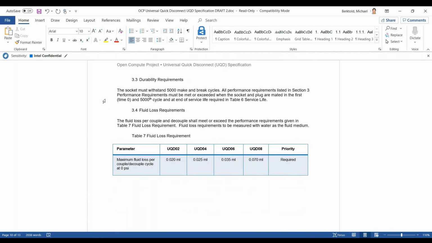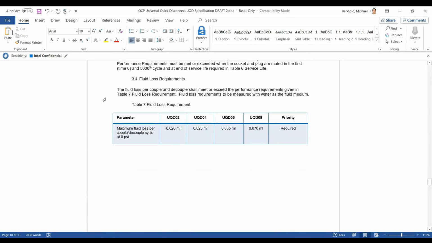So section 3.4, fluid loss requirements. The fluid loss per couple and decouple shall meet or exceed the performance requirements given in table 7 below. Fluid loss requirements are to be measured with water as the fluid medium. As you go from left to right with these flush face connectors, it is a function of the geometry in terms of how much spillage you could expect, with water hanging onto the surface of the parts. For UQD02s, you see we have 0.02 milliliter, going up to 0.07 milliliter at the UQD08s.